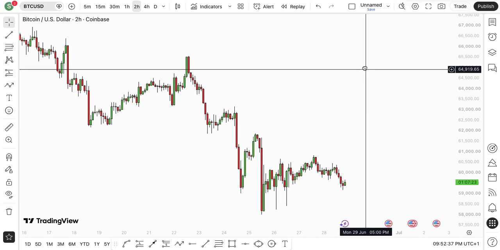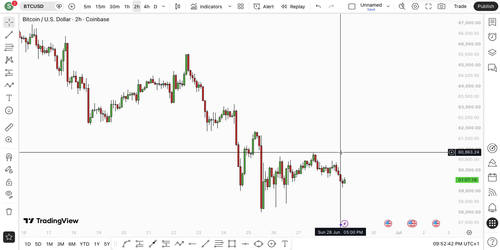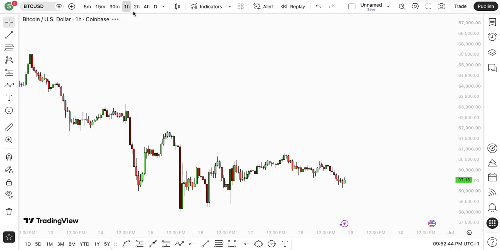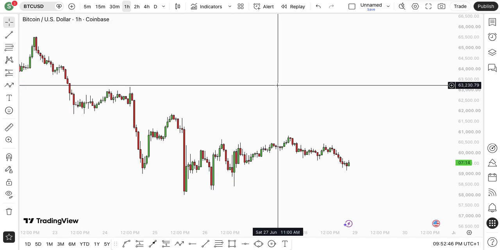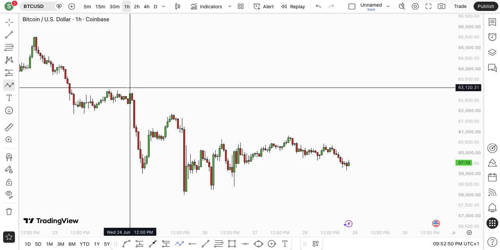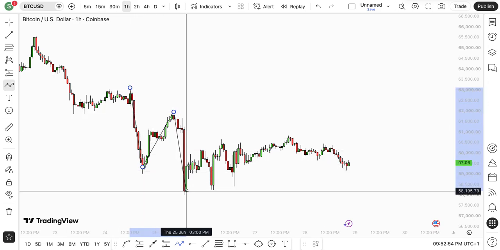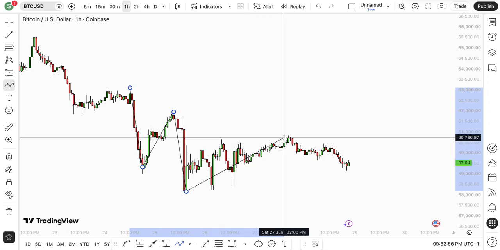So I went on to the 2-hour time frame just to see if there's any key levels. Didn't quite see one here, so I went down to my 1-hour time frame. And this is where I saw my key level. So remember, we're moving in a downtrend. So as you can see, we have a high, a low, a lower high, a lower low. So after a lower low, we need to have a lower high.